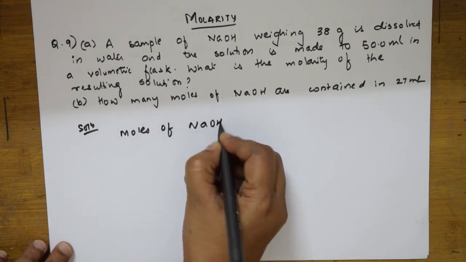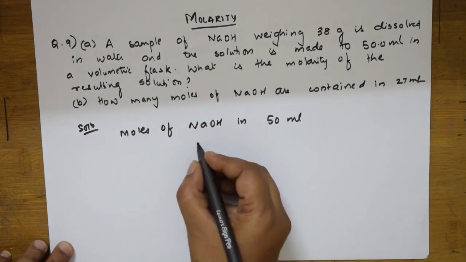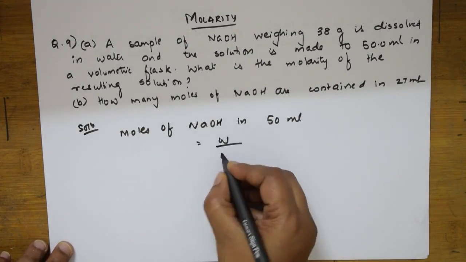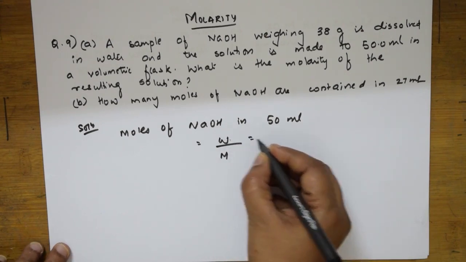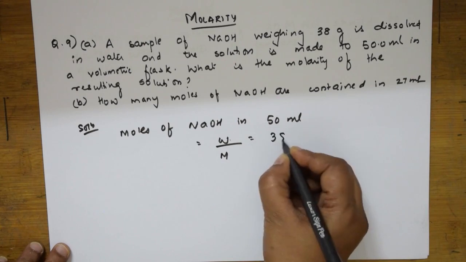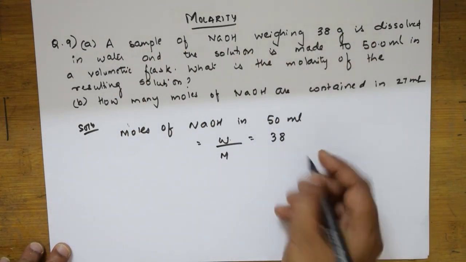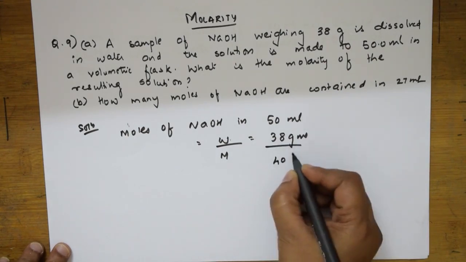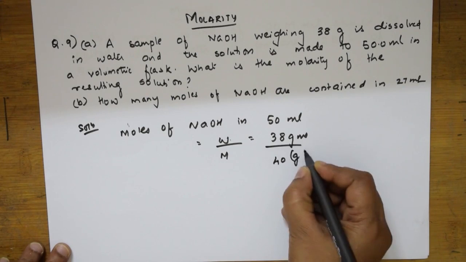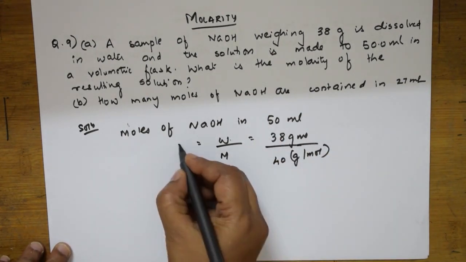Moles of sodium hydroxide in 50 ml. What is a mole? Mole is nothing but weight by molecular weight, that is, the weight of sodium hydroxide divided by the molecular weight of sodium hydroxide in grams. The weight of sodium hydroxide is 38 grams. That's given: a sample of sodium hydroxide weighing 38 grams. So 38 grams divided by the molecular weight of sodium hydroxide, 40 gram per mole. These two are over, so this is your number of moles.